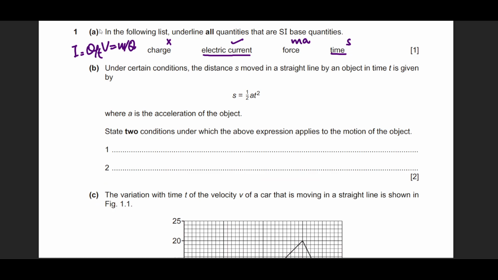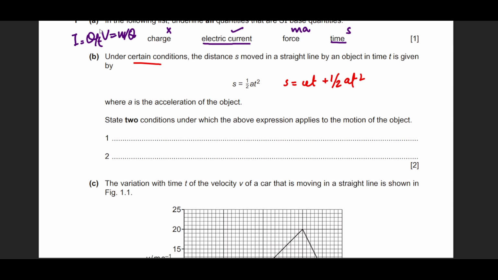Then he says under certain conditions, there is an equation that looks like this. Now I can remember this is actually ut plus half at squared. So he says there are two conditions in which this expression is true. What could be those two conditions? Now, we can see that the ut component is missing, which means that if t is not equal to 0, then this must be true that u is equal to 0. So we can say that the object is at rest initially, or the initial velocity or the initial speed is equal to 0. That renders this value to be 0, leaving behind only this expression.